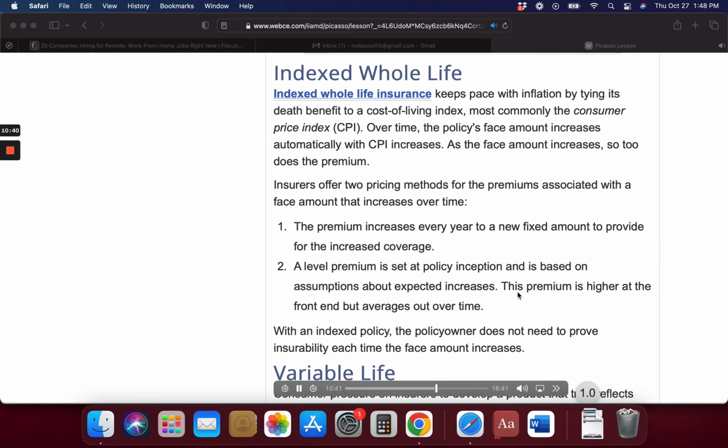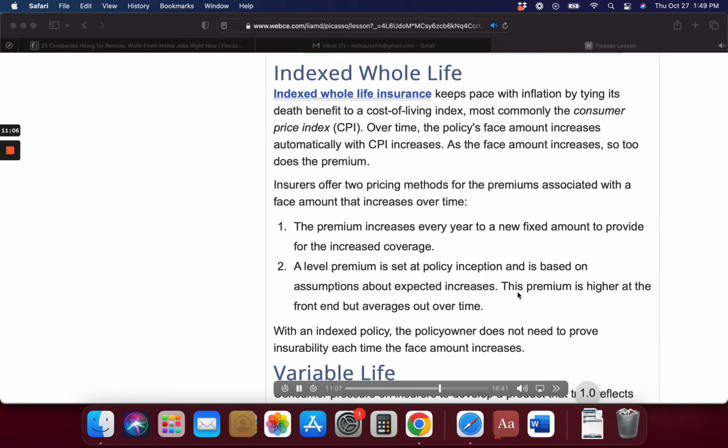Variable life. Consumer pressure on insurers to develop a product that truly reflects the investment performance of its underlying assets in the 1980s led to the development of variable life insurance. Unlike traditional whole life, variable life insurance includes an investment feature. Because of this, variable life policies are regulated as a security, like stocks, bonds, and mutual funds.